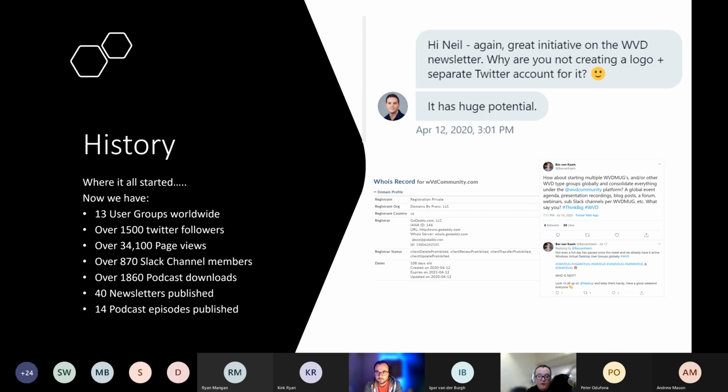And also we do a weekly newsletter. So every Sunday we write a newsletter which contains all of the latest Windows Virtual Desktop news. So if you want to have a look at that, just go into wvdcommunity.com, go to the newsletter section and have a look at that. And then you can also sign up so you get notifications of when it's released and stuff. So it's quite a good resource.